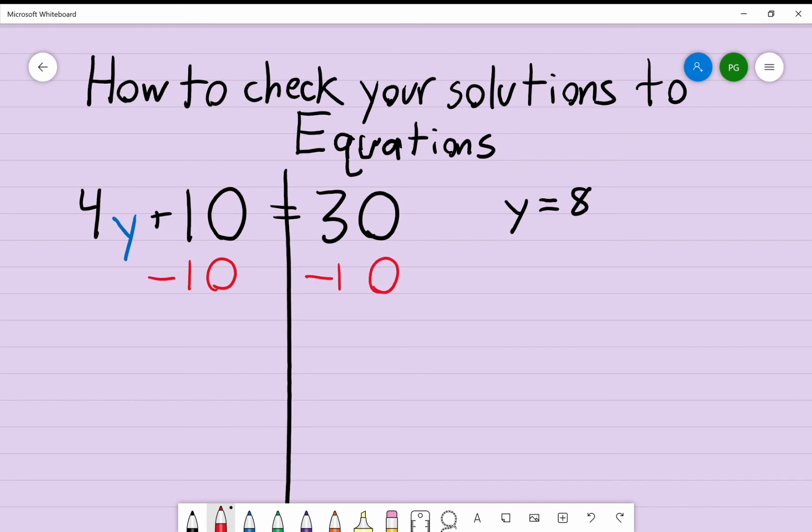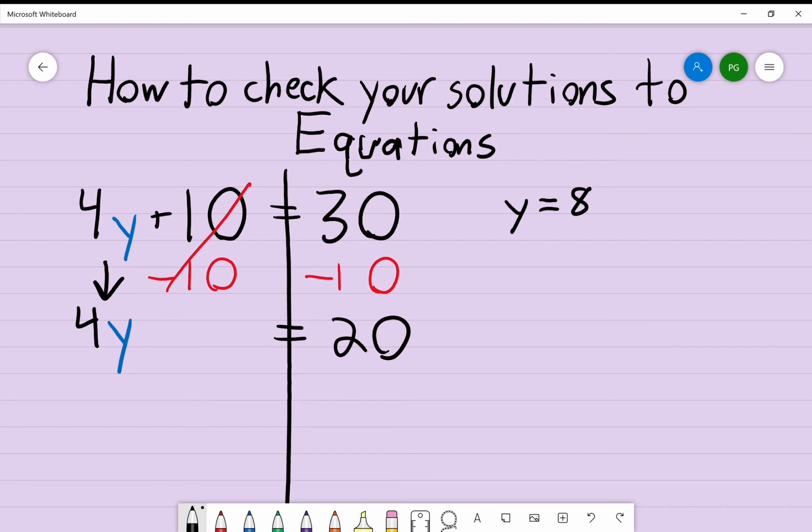Okay, so I can bring down my 4 and my y. I haven't touched those. 10 minus 10, well, those cancel out. They're opposites. They give me 0. I don't have to write anything down. I bring down my equal sign, and then 30 minus 10 is 20. Remember, I'm not done yet.